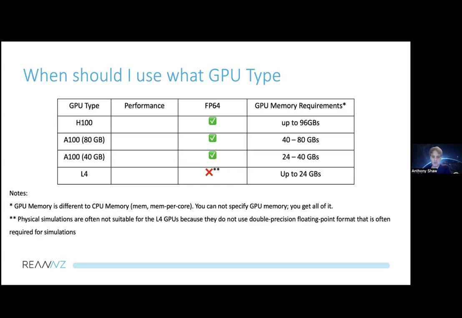But if you require more than 24 gigabytes of VRAM, so between 24 and 80 gigabytes of VRAM, you'll at least need to use the A100 GPUs. And if you require greater than 80 gigabytes of VRAM, you're going to have to move on to the H100s.